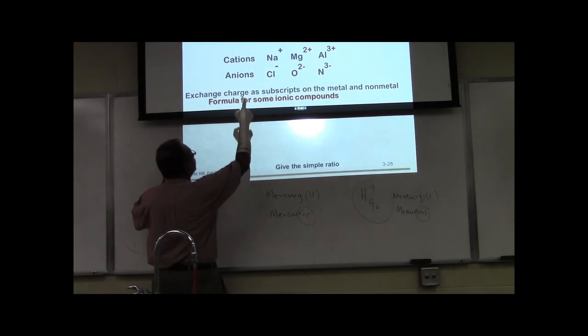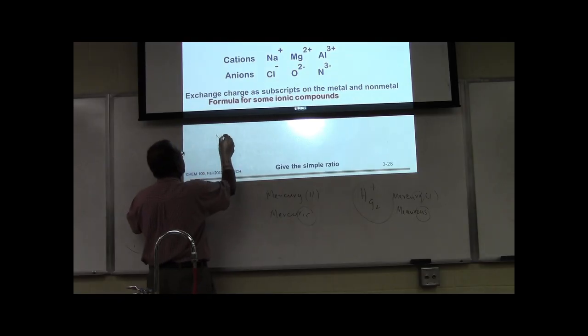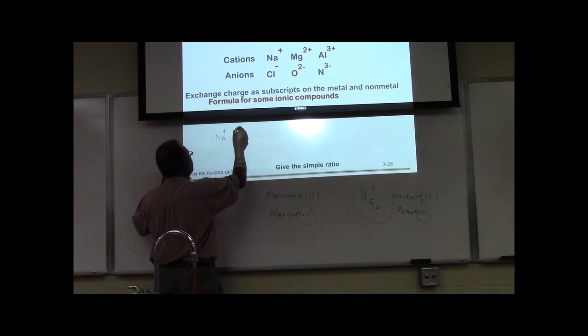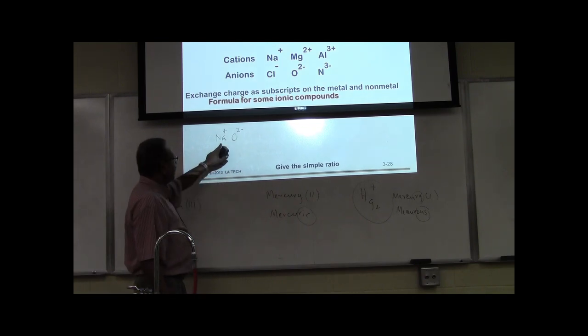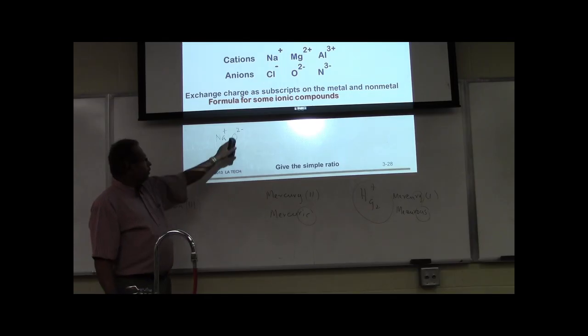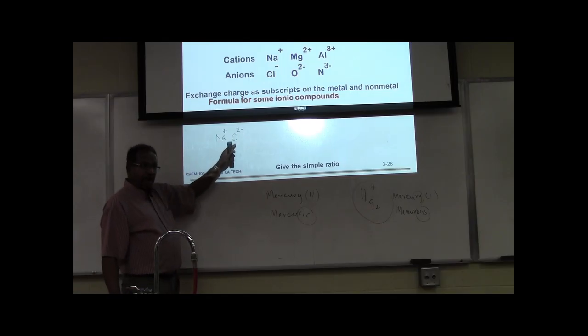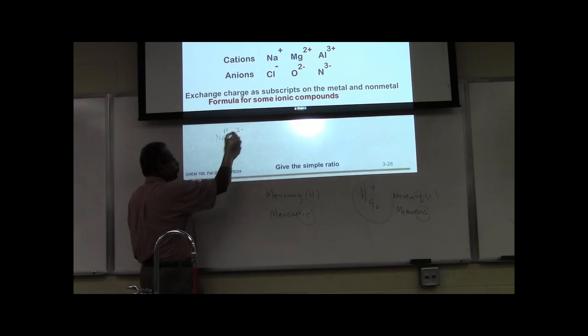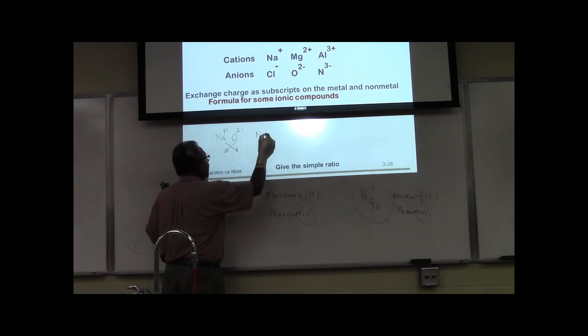If you want a compound between sodium and oxide, you write down sodium plus, oxide 2 minus. Then you look at the charge balance. Is it balanced? It's +1 and 2 plus. I'm not asking about atom balance, charge balance. Charge is 1 here, 2 here. How do you make it equal? You cross multiply. Na2O. That's the formula of this.